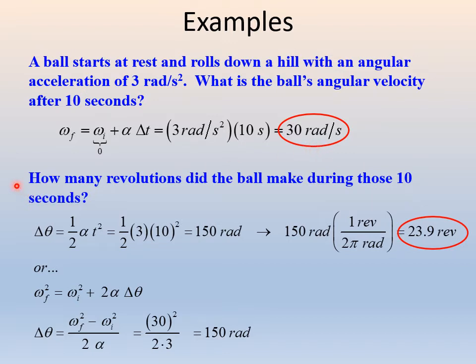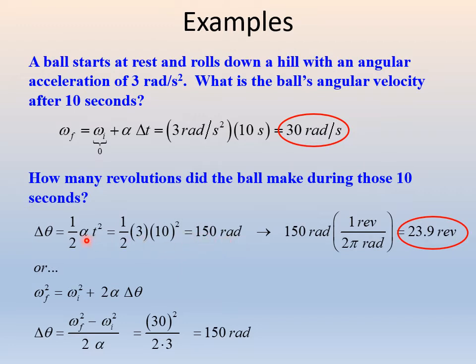How many revolutions did the ball make during those 10 seconds? Well, there are actually 2 ways we can solve this. We can use the distance formula. Remember, for an object starting at rest, we have d equals 1/2 a t squared. But now we're working with rotation. So instead of distance, we're talking about how many radians. Delta theta is equal to 1/2 alpha t squared. So we have 1/2 times 3 times 10 squared, and we get 150 radians.